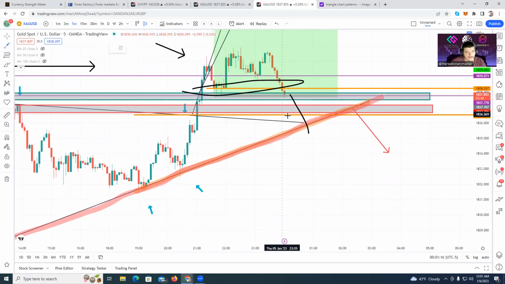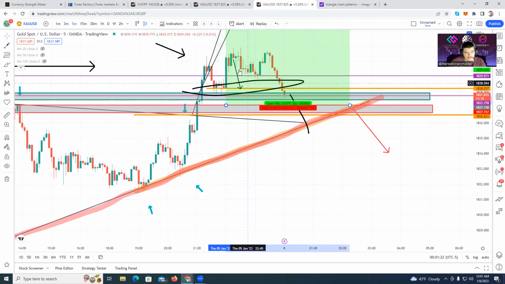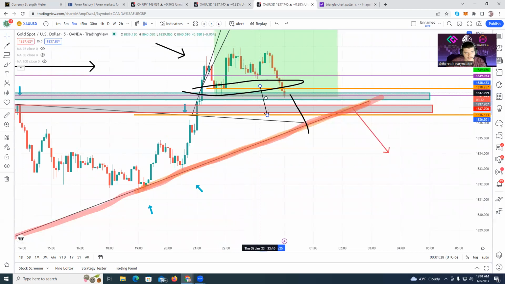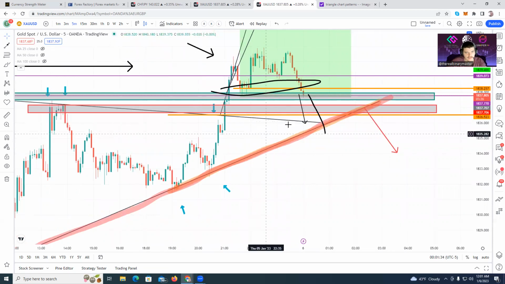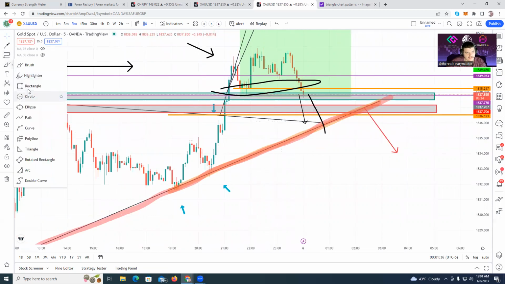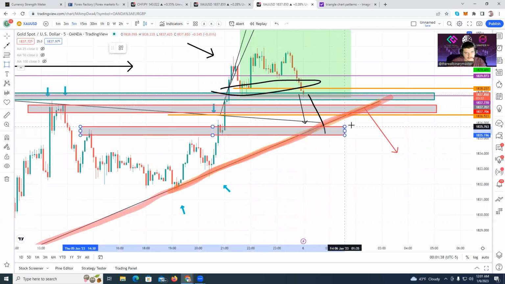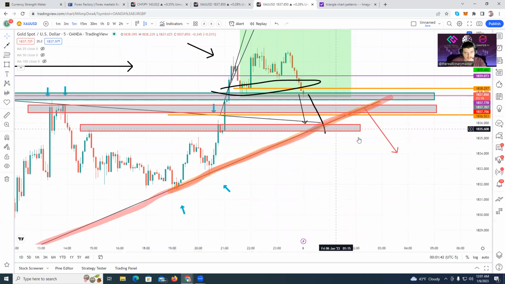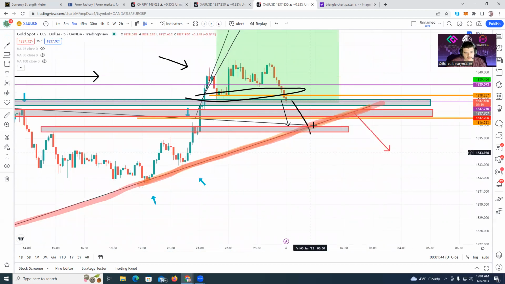Now, knowing that we broke this pattern, go to the top and the bottom where we could potentially get the drop to. Okay. So here's the break. This is where price could potentially pull to. Now, does this area make sense? It makes perfect sense. We have a trend support here. So we're going to be paying attention to this area.